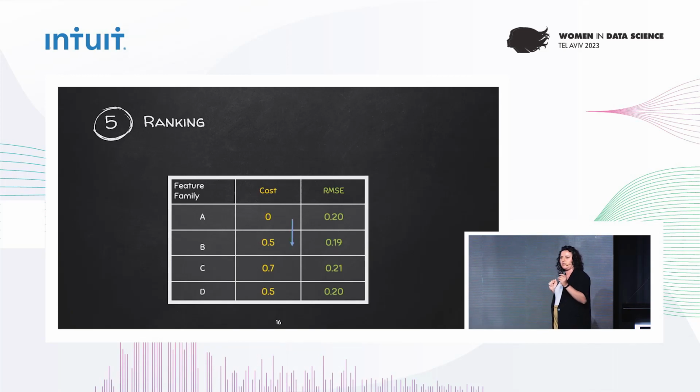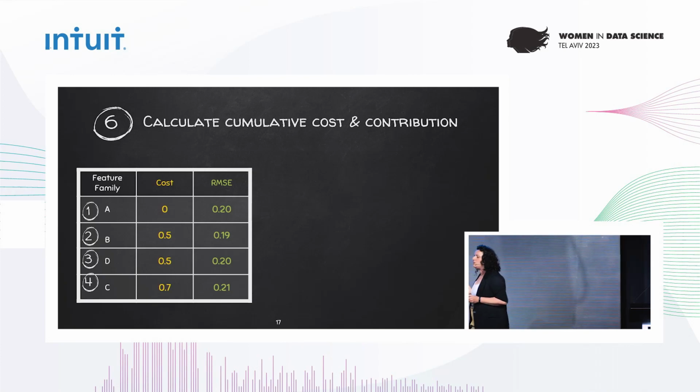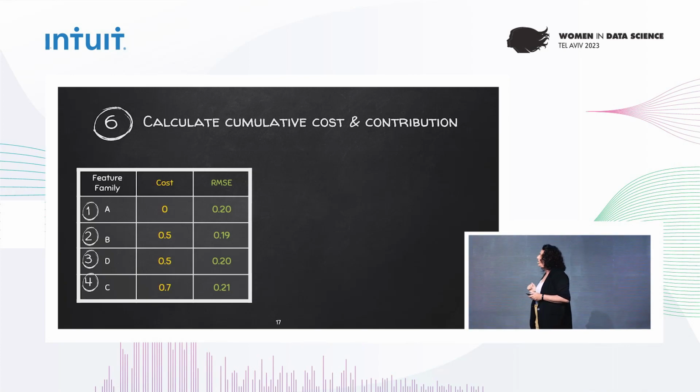because we want to take the less costly feature family into our models. And second, if we have the same cost, we are going to rank it by the contribution. And eventually we're going to get the order of the feature families we want to add to our model, okay?